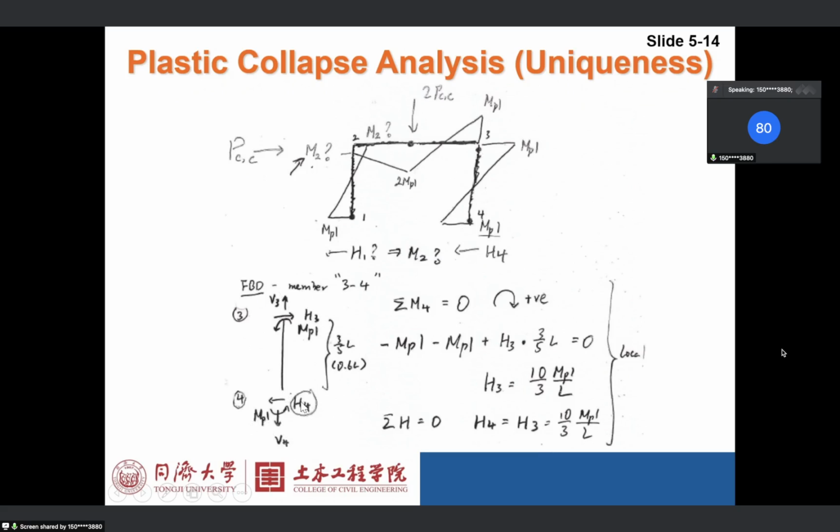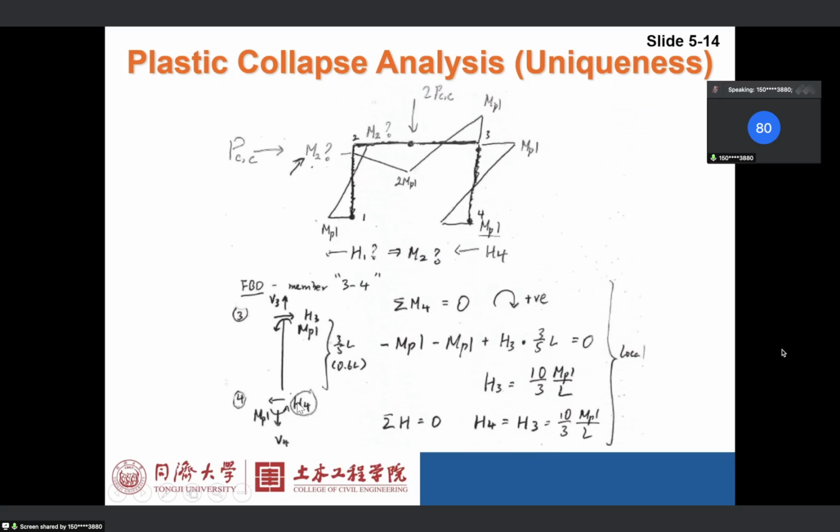At the column base, we have a horizontal reaction H4. We have a vertical reaction V4. It doesn't matter about direction. We can guess the direction, but actually it should be upwards. But anyway, it doesn't matter. And we have a bending moment here, MPL, right? We have MPL here. At point 3, we have a vertical load V3, horizontal H3, and MPL, right?